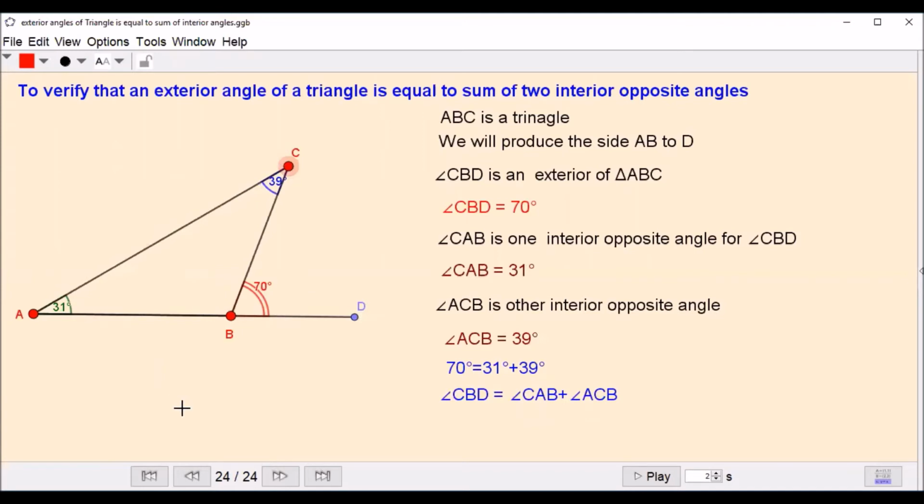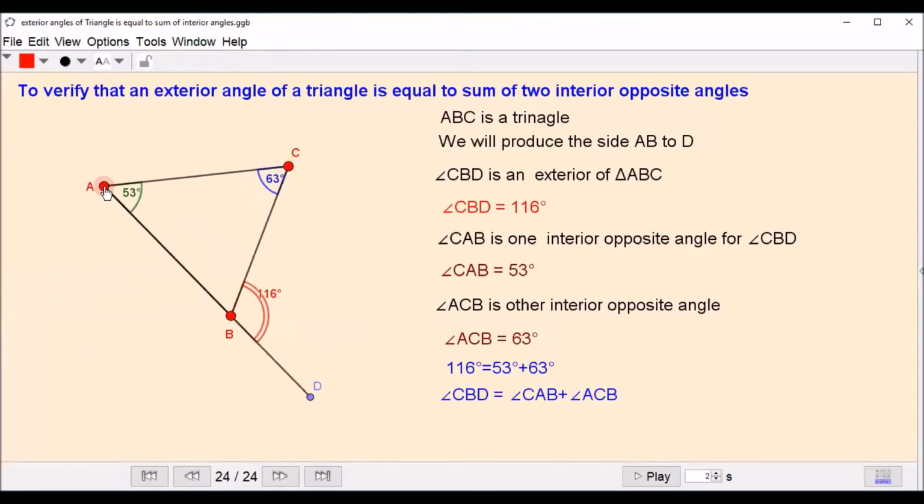See, A is 31, C is 39, and when you are adding, you are getting 70, which is the sum of 31 and 39. Now I am changing again. A is 53, C is 63. So is this sum 116? Yes. So whatever the triangle, whatever the exterior angle, the truth is always that it is equal to the sum of two interior opposite angles.